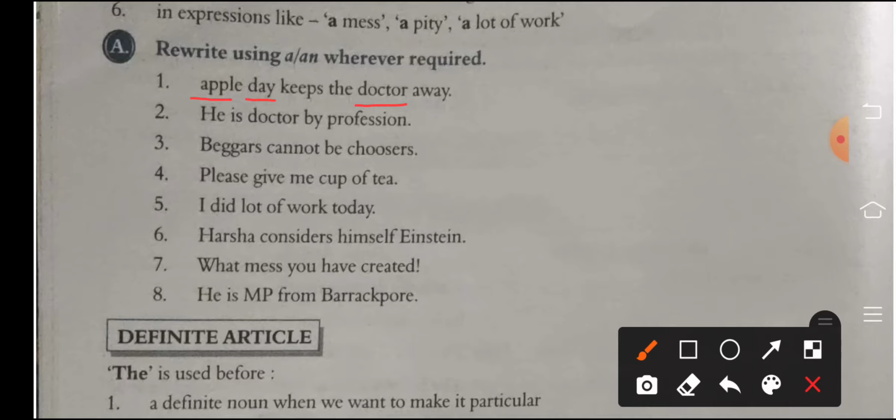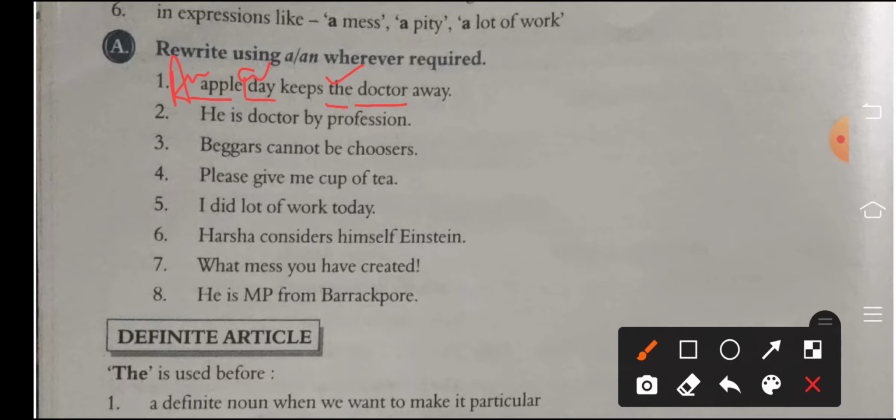So let's talk about apple. This is apple, a is there. So what you will do here, you will place an apple. Now a day, what is it? A day keeps the doctor away. So here it is already given, so that's right. So what you have added here: an apple a day keeps the doctor away.